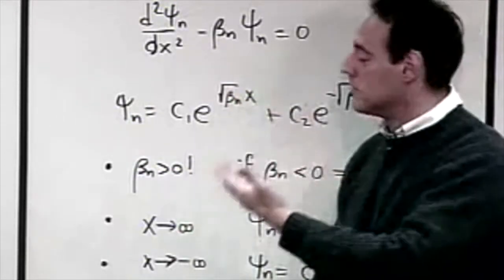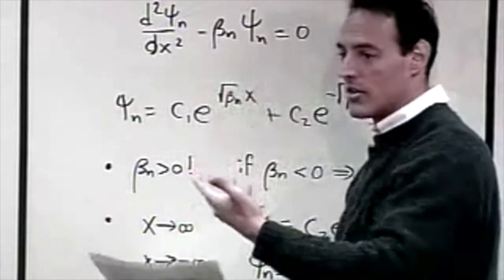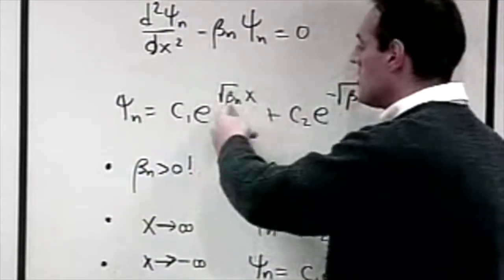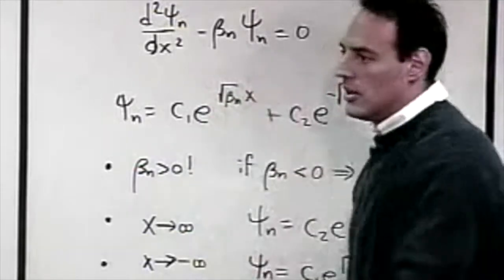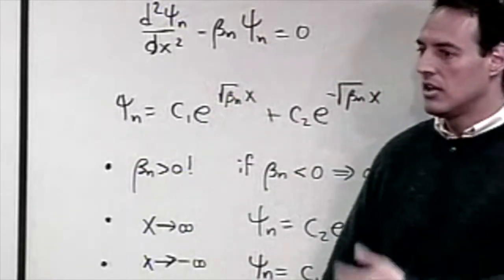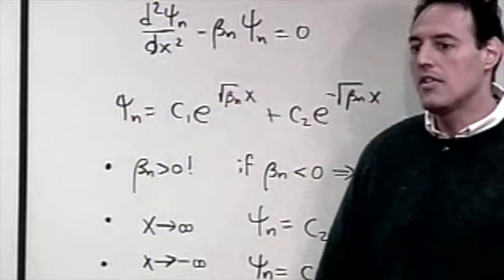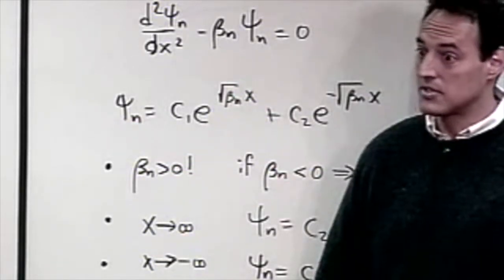If beta n is around 100, then this is like 10. Square root of 100 is 10. 10 times x, well, if x is even fairly moderate, like 10, you have e to the 100 there. E to the 100 is a lot bigger than 10 to the minus 16.